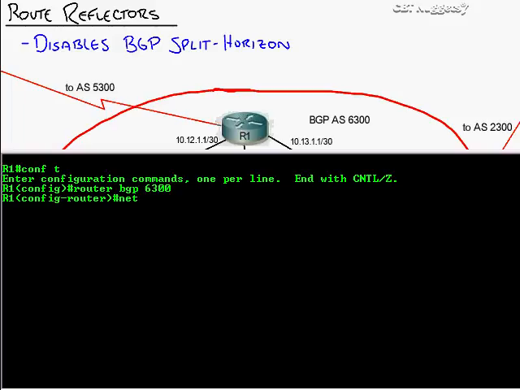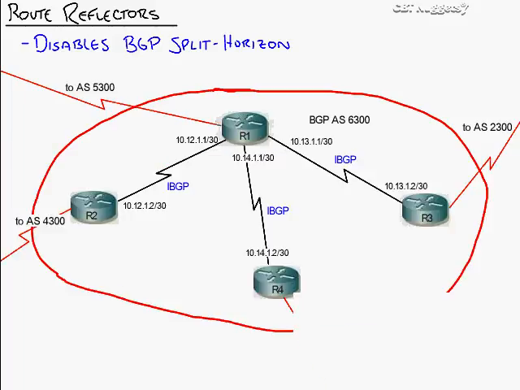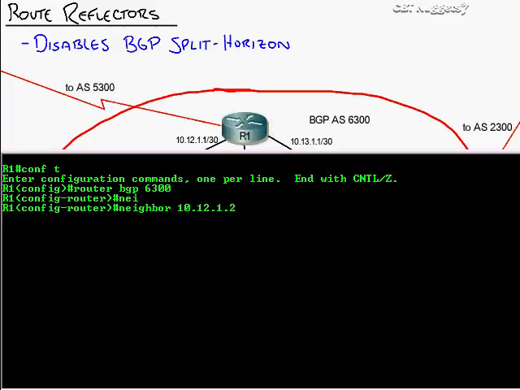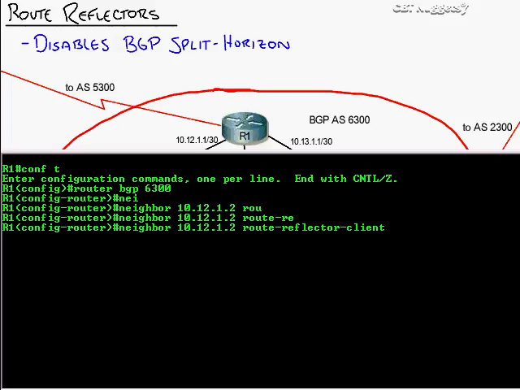Now, we never explicitly say you are a route reflector. We will say that you are reflecting to these clients. So here's the idea. I'm going to say neighbor 10.12.1.2, which is router 2 in this case. Router 4 is 10.14. Router 3 is 10.13.1.2. So I'm going to say, for that neighbor, they are a route reflector client.